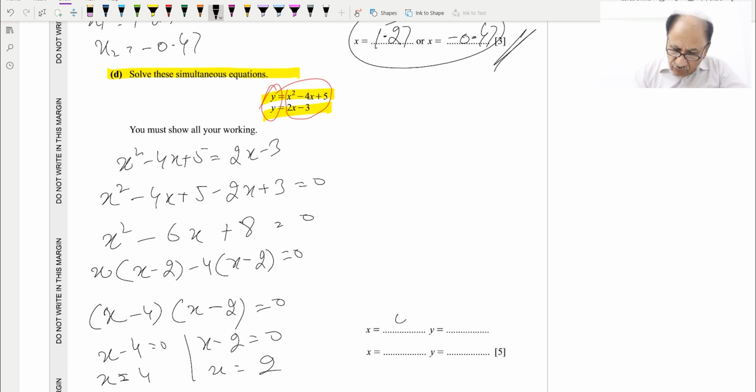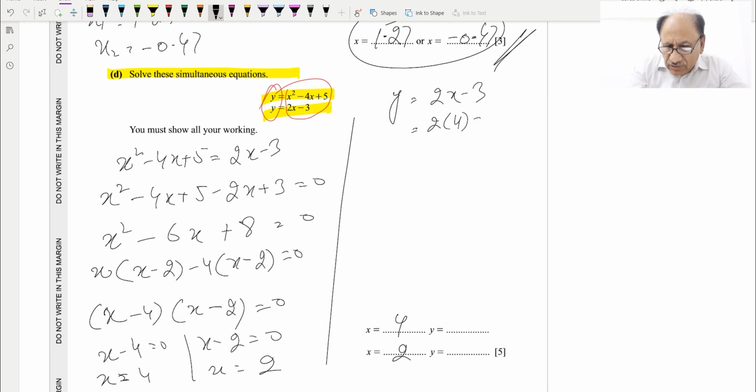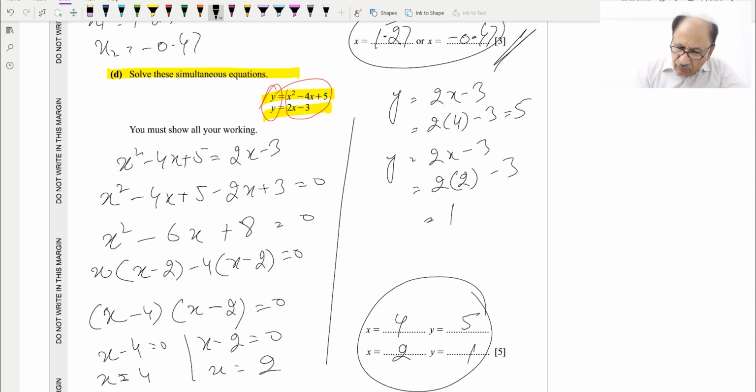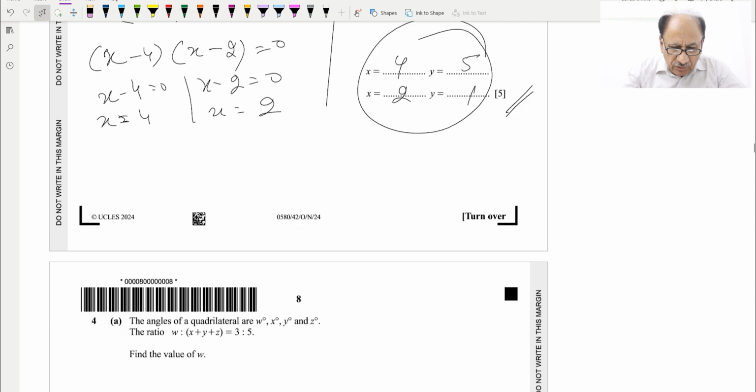So these are two values, 4 and 2, we have written here. Now we can replace for y values, and we know y is equal to 2x minus 3. So we'll replace 4: 2 into 4 minus 3 will be 8 minus 3, which is 5. So 5 will be this value. And y is equal to 2x minus 3, we'll be replacing value 2. So this will be 2 here and minus 3. So 4 minus 3 is 1. So this is a 5 mark question. It was a very easy, straightforward question which we have done.